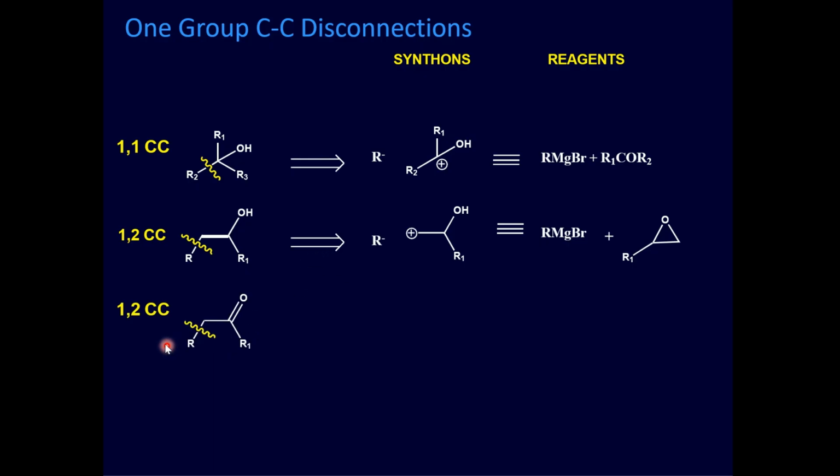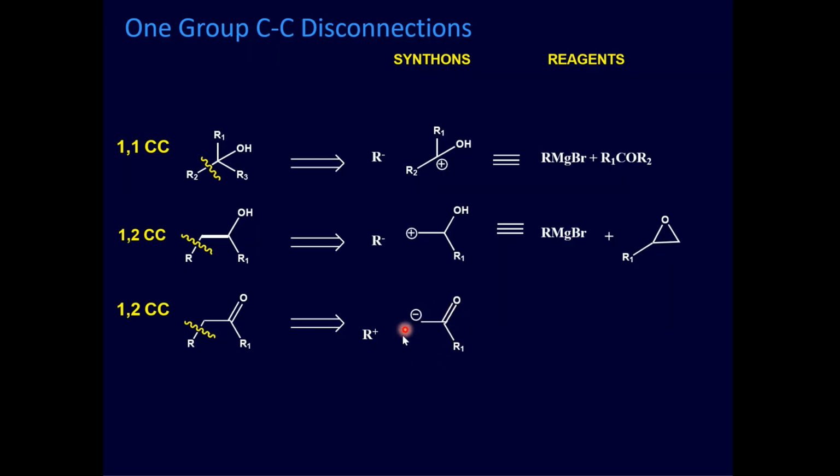There's another example where we see 1,2 CC disconnection leading to ketones. Here the functional group is a ketone instead of an alcohol. At the second position, I break the bond, and when I break it, I'll get R plus as the acceptor synthon and this as a donor synthon.